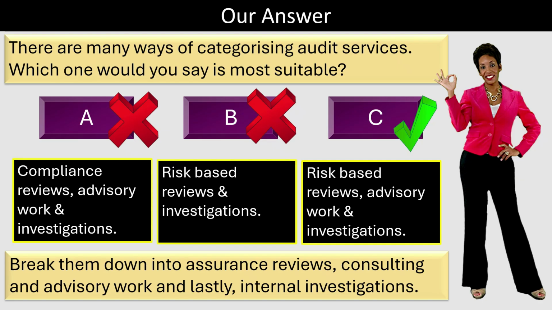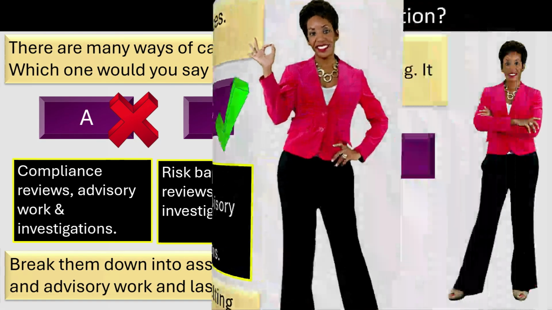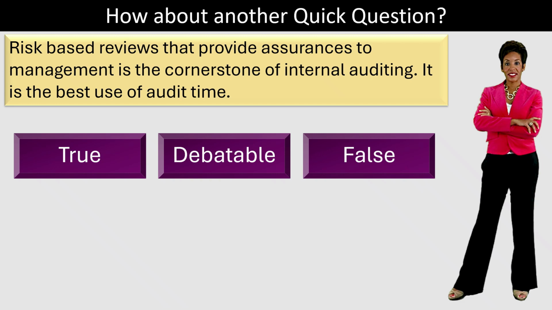One way of viewing audit services is to break them down into reviews that provide assurances on the governance, risk, and control processes, consulting and advisory work to help managers, normally to do with managing change and achieving efficiencies, and lastly, internal investigations for management to address specific problems. We'll be touching on all three of these audit services. Now, let's explore this idea of three main types of audit services. That is risk-based reviews, advisory work, and investigations, with another question, this time a true or false quiz.